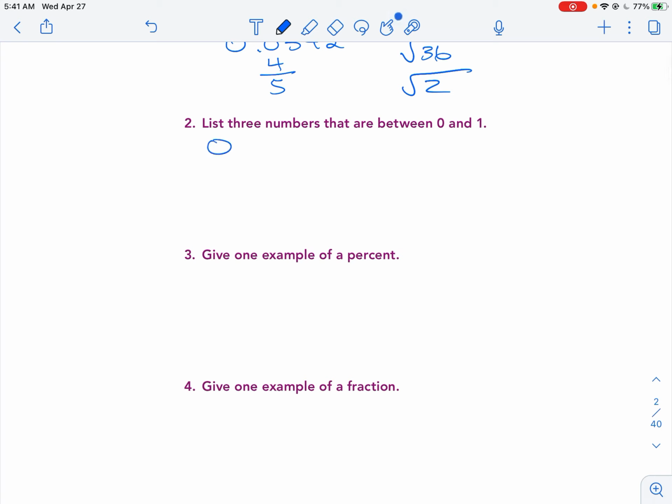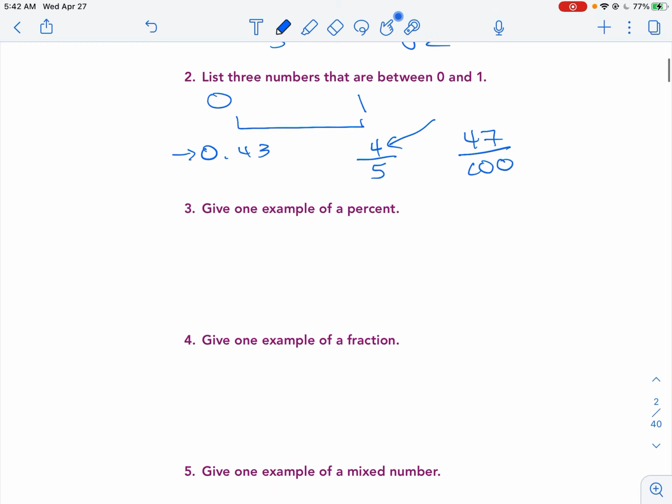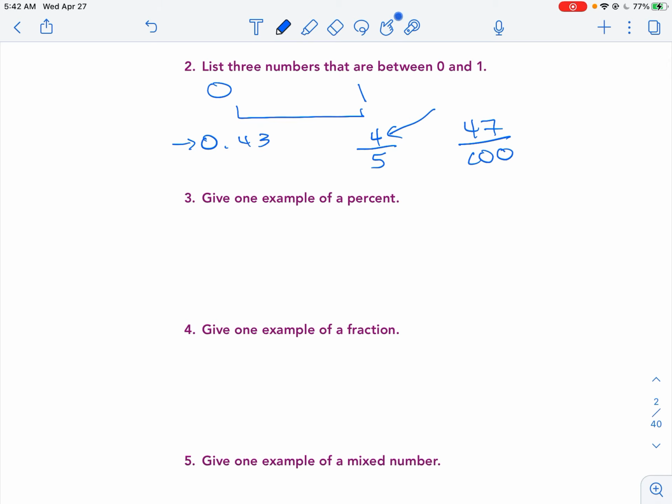List numbers that are between 0 and 1, somewhere between 0 and 1. Now, decimals are really easy because as long as there's a 0 out front, you could put any number on the right side of the decimal point. Now, if it was to make a fraction, make sure that the numerator, the number on top, is smaller than the number on bottom. So I could pick 47. As long as that number is less than the number on the denominator, you will have a fraction that is between 0 and 1.